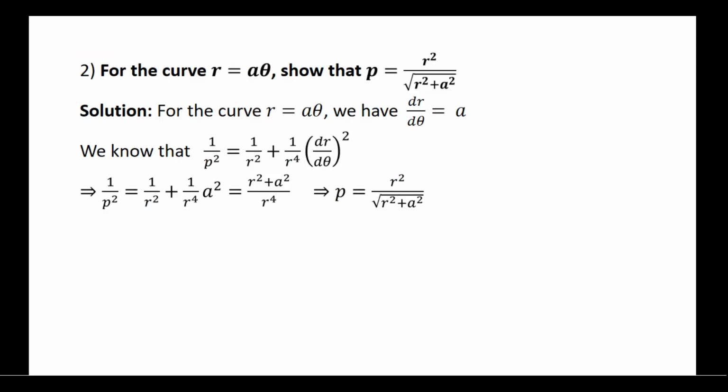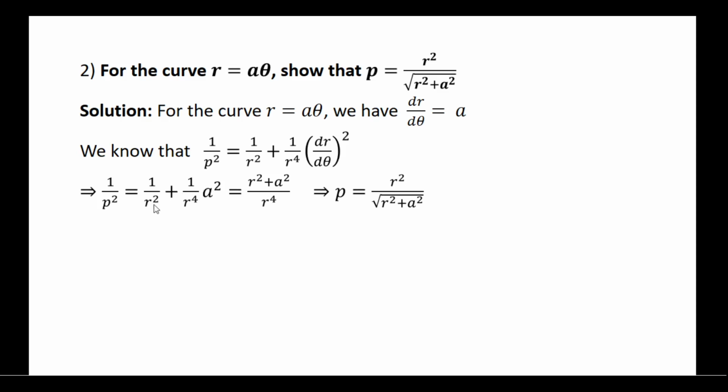Now we shall solve one more problem. For the curve r equal to a theta, show that the length of the perpendicular p is nothing but r square divided by square root of r square plus a square. Differentiate the given curve with respect to theta. So you will get dr by d theta equal to a. Now we know that the length of the perpendicular is given by this formula. So directly substitute the value of dr by d theta here. So it will be this much.